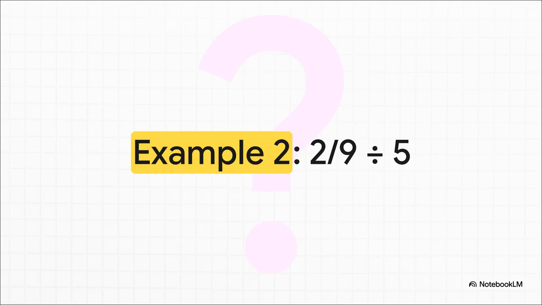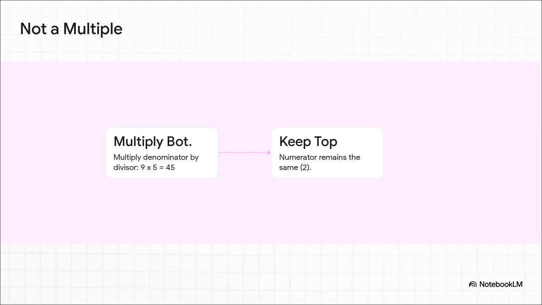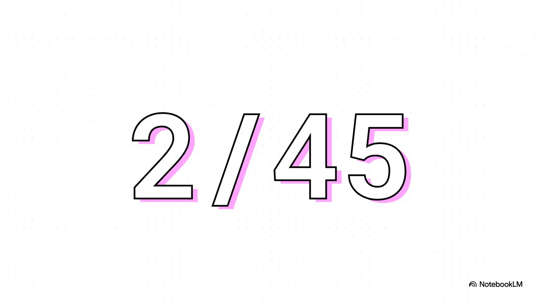What about 2/9 divided by 5? This time, 2 is definitely not a multiple of 5. For this one, keep the numerator and multiply the denominator by the divisor. 9 times 5 is 45. Put those pieces together, and our final result is simply 2/45.